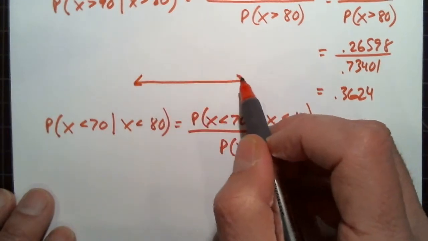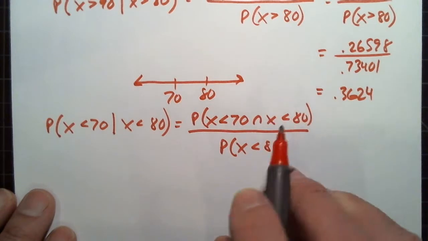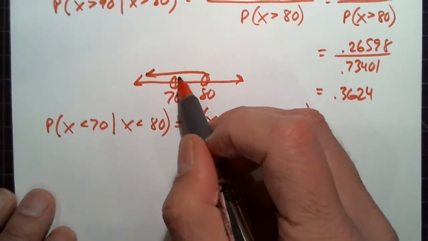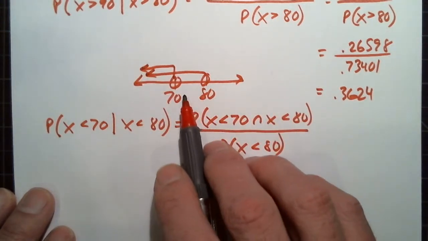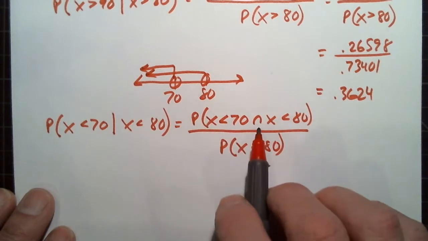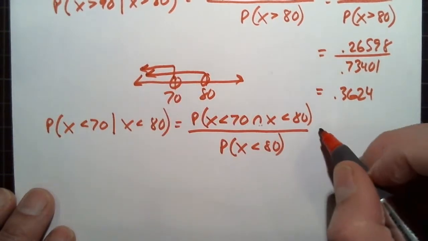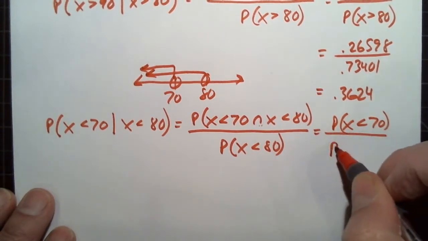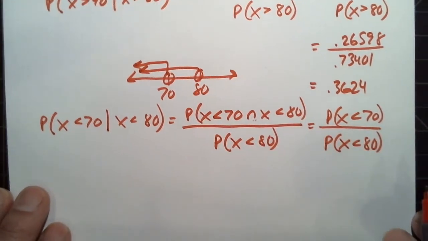If we have a number line and we're going from 80, we want less than 80, so that's going to go that way. We want less than 70, and that goes that way. So if we want the intersection of both of these, it's the same as x is less than 70. X less than 70 divided by the probability of x less than 80.